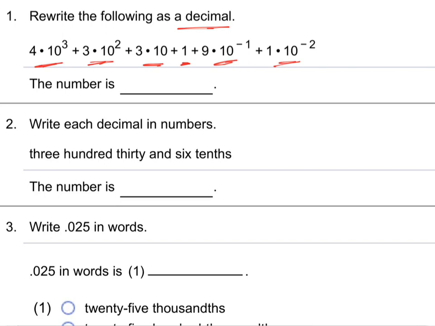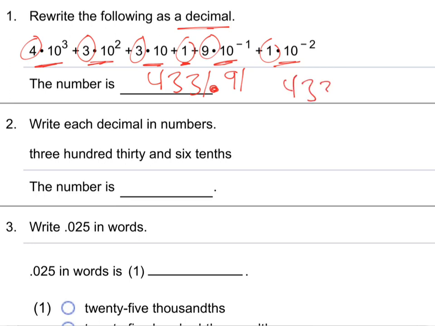Do you realize that it's just 4, 3, 3, 1, point 9, 1? Do you see that? That's what they're wanting you to see. Let me go over here and write the number again. 4331.9. Well, let's talk about it. The 9 is in the what's place?